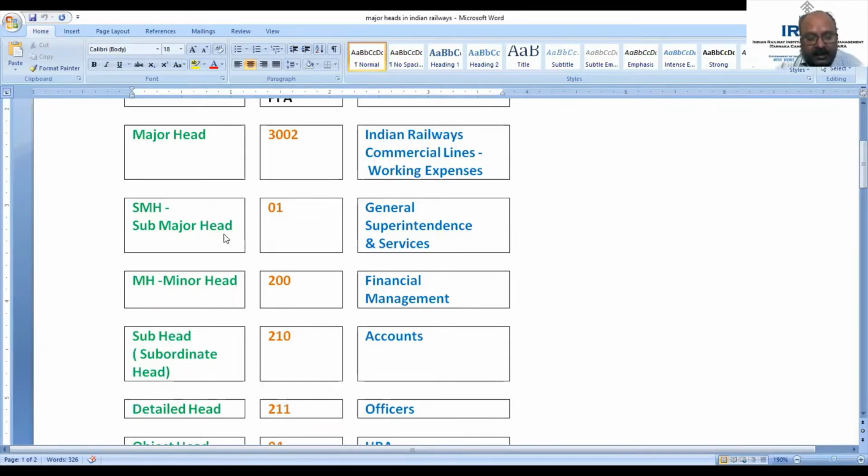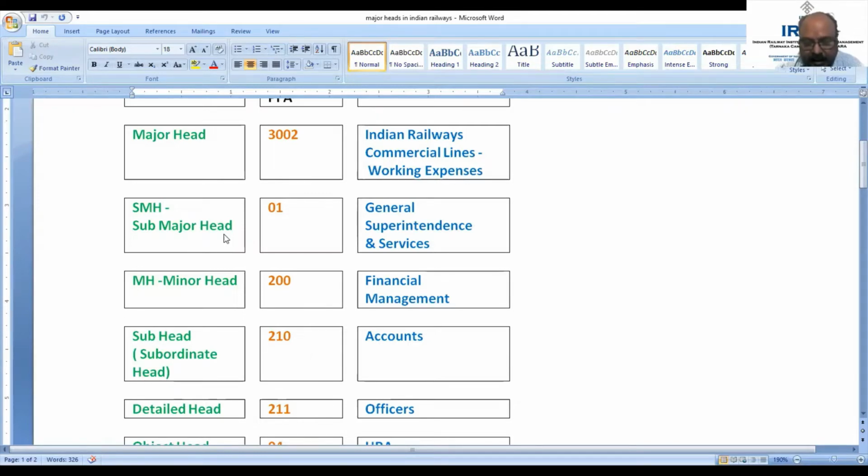This sub-major head is divided into various minor heads. Normally, there are 9 minor heads maximum. For example, in demand number 3 or sub-major head 1, minor heads are 100, 200, 300, 400, 500, up to 900. Suppose this demand number 3 or sub-major head 1 is General Superintendence and Services. It is the administration of the headquarters, zonal railways or divisional office, so it covers all departments.